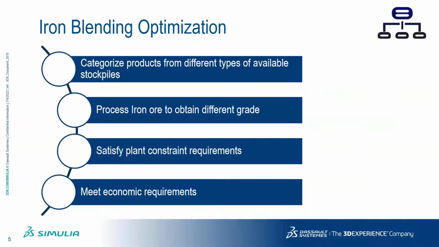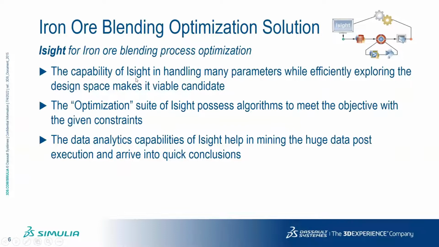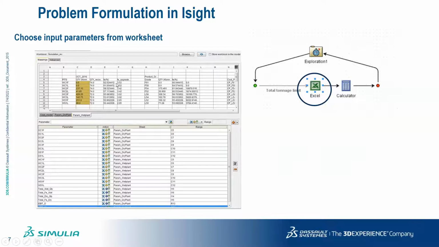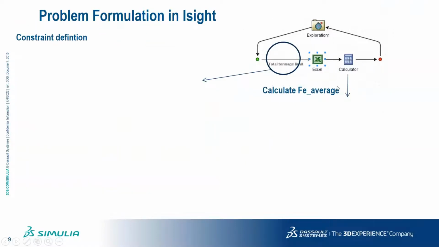So Isight, since it can handle multiple parameters at a time, and it has enough optimization techniques within it, and also enough data analysis techniques, it suits this kind of activity well. We started with this Excel component, which has all the information. So we picked all the parameters that are required. Then we have a calculator component next to it, which calculates the overall cost.